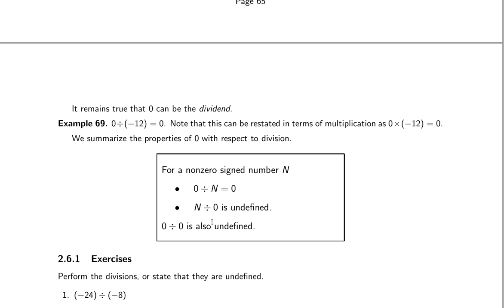And so here it is in a box, some formulas. So 0 divided by any non-zero number is always 0. And you can't divide by 0, so this is always undefined. Okay, anything divided by 0 is undefined, or in other words, you can't divide by 0.